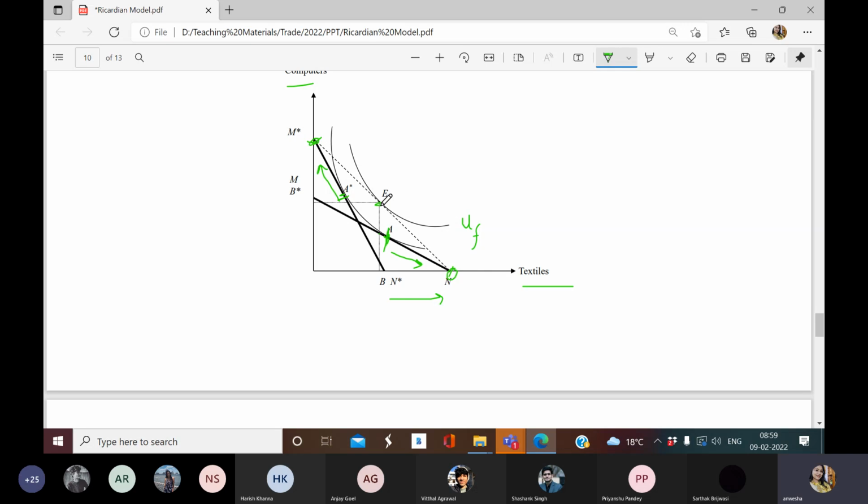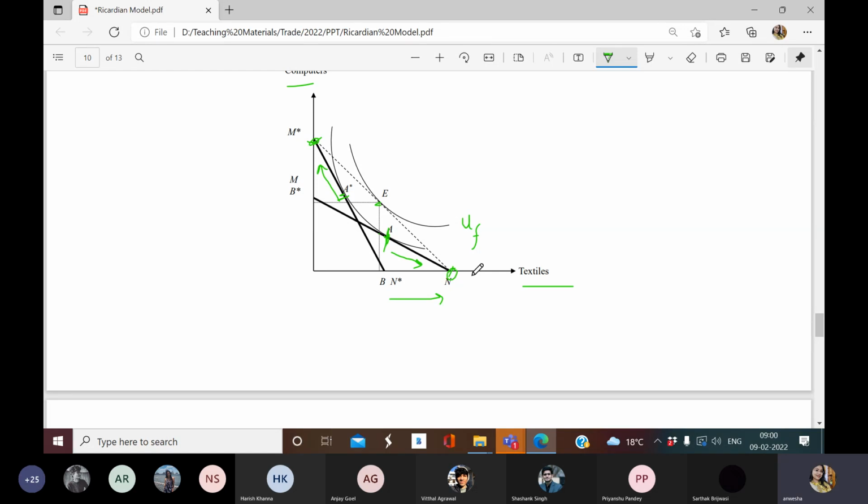Now you no longer need the CIC to be tangent to the PPF, right? Because that is the gains from trade. Free trade allows you to go beyond your PPF. Without any trade, you must consume on your PPF, but when trade opens up, you can consume beyond your PPF. So you are at point E, where the CIC UF is tangent to the price line M star N, because trade should be balanced in the post-trade situation, but you can go beyond your PPF.